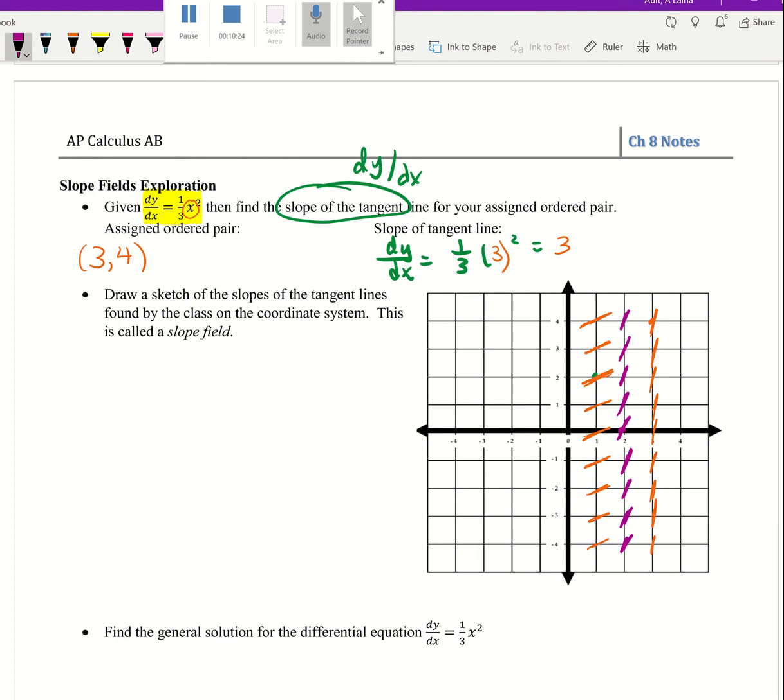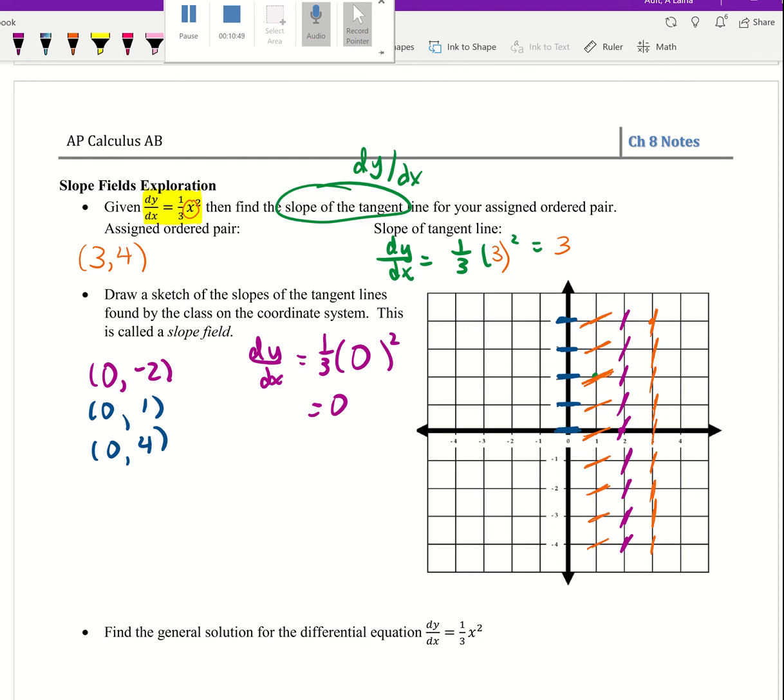Let's say I took a different input. Maybe I had inputs of 0, like (0, 0) or (0, -2). Again, if I use this formula for slope, I would just want to take my input and square it, and then multiply by 1/3, and I'd get 0. So I would have slopes of 0. Now, a slope of 0 is just horizontal. So no matter if it was (0, 1), or (0, 4), or (0, -2), I still am going to get these slopes of 0.